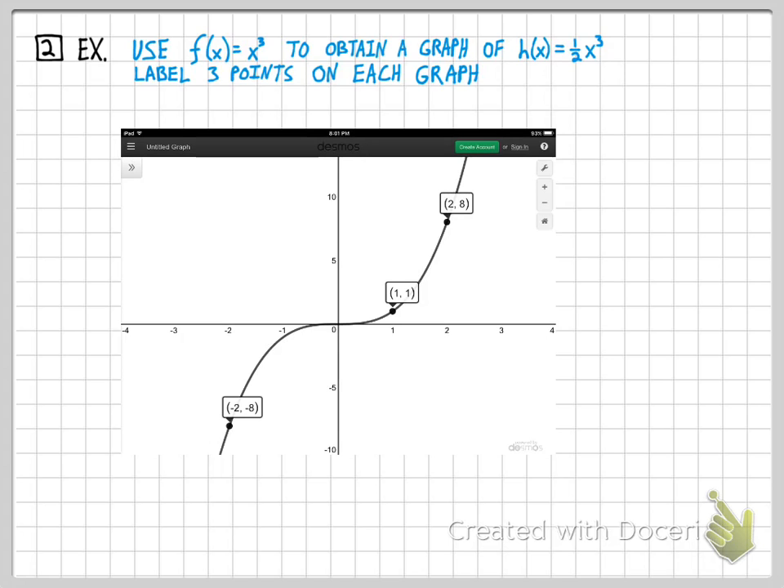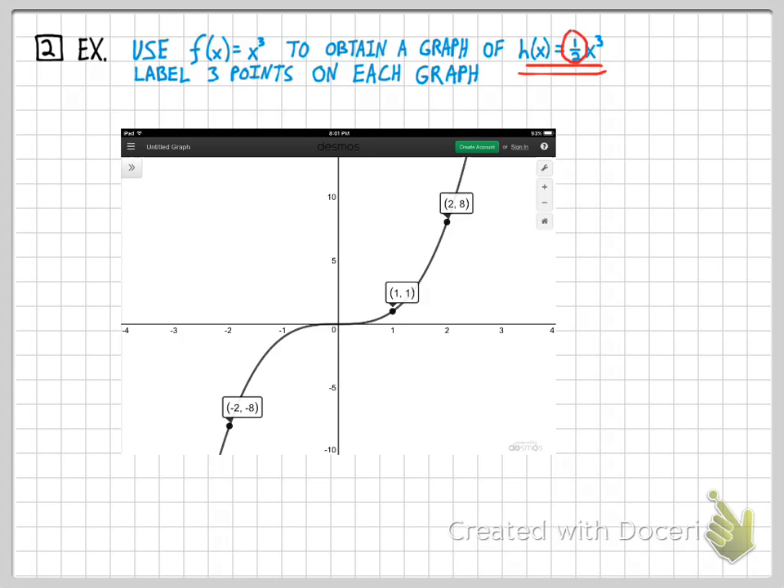Alright, box 2 is an example. We're going to look at our x cubed function. I've got a graph here straight from Desmos. I was able to label 3 points. We're going to track what happens to those points when you do a new and related function, in this case 1/2 x cubed. So you should recognize those as very similar functions. The only difference is you have this 1/2 multiplier out in front.